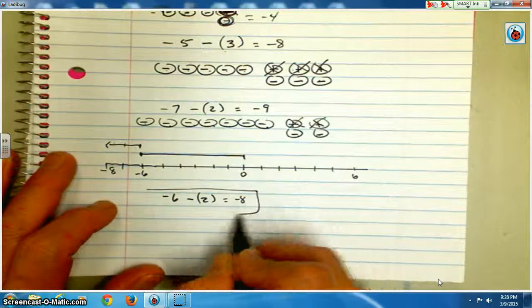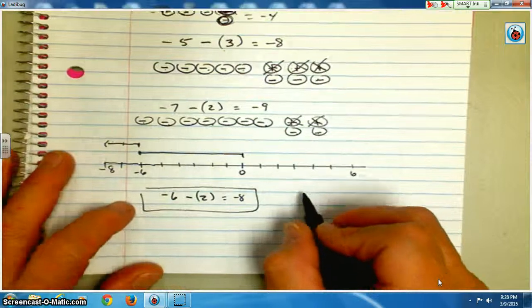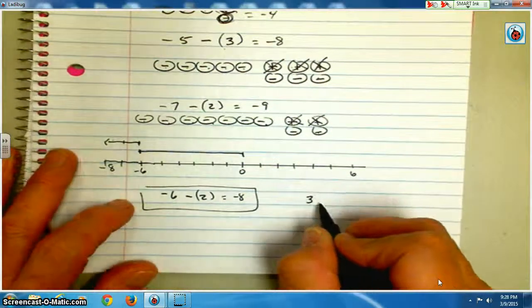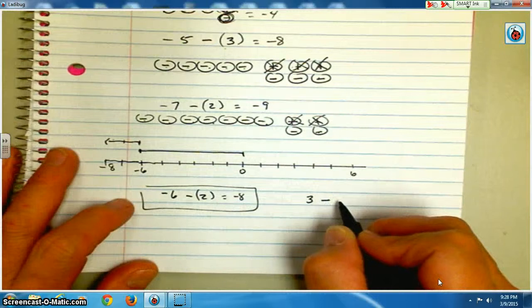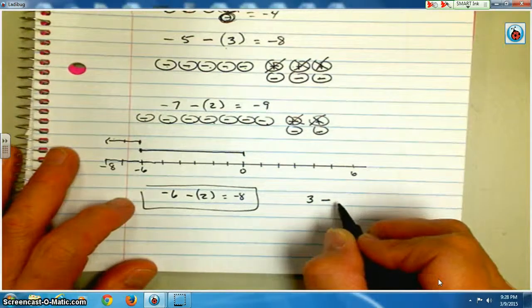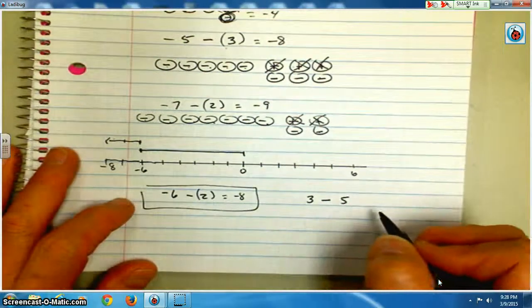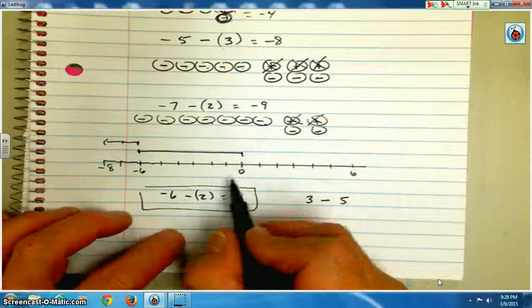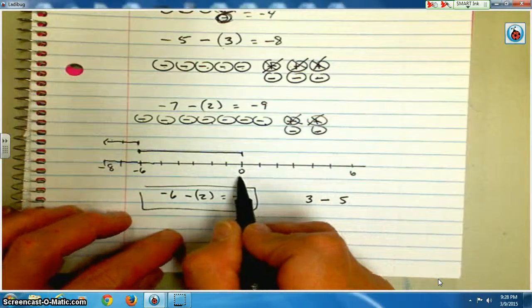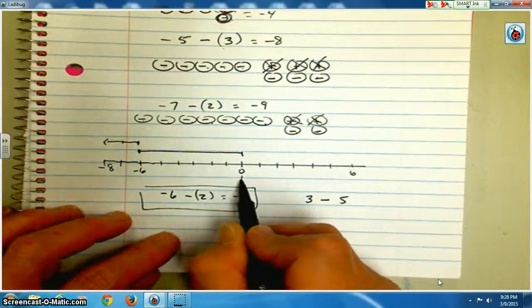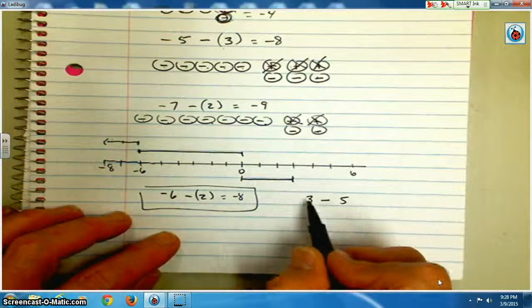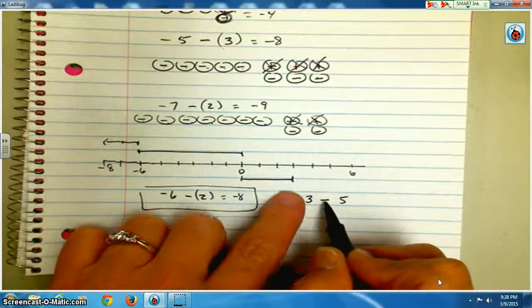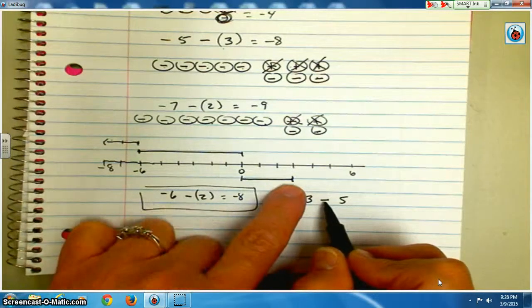So now let's kind of box that off to keep that separate. Let's do a problem like this. If we start with 3, and we want to subtract 5. So in this case, I'm going to put down below, we're going to go positive 3. So 1, 2, 3. And we're going to subtract 5.